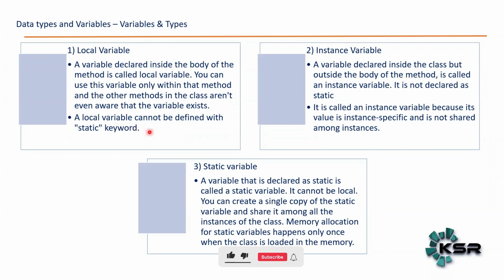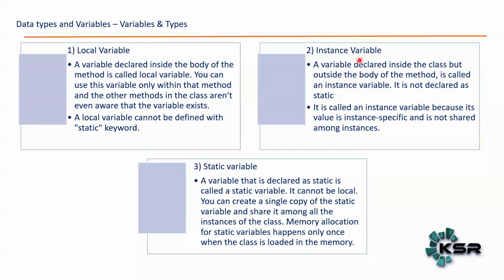A local variable cannot be defined with the static keyword. The static keyword has huge importance, and we will see it. A local variable should not be declared as static because static has to be a global variable. What a global variable is, we'll also see.